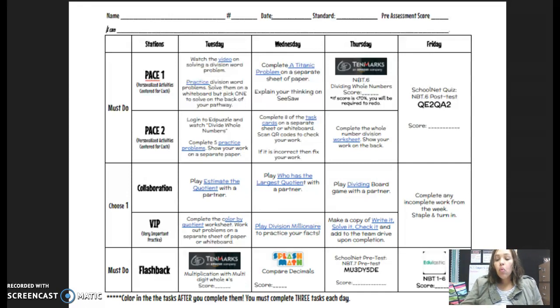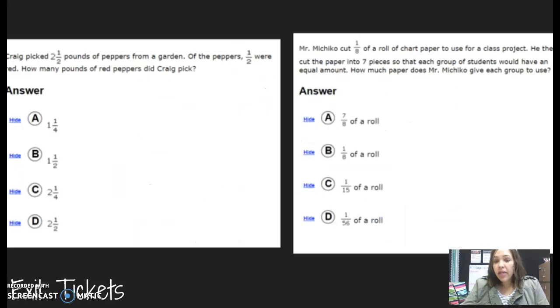So every day we do an exit ticket. This is just an example that I pulled to show what our exit tickets look like. 2 short questions. This is actually from a fraction standard, but this helps me to know who I need to pull back every single day.